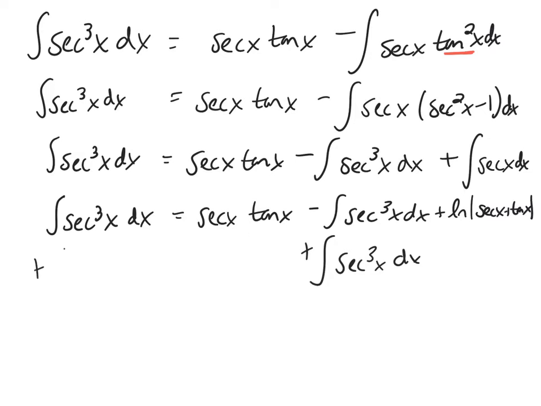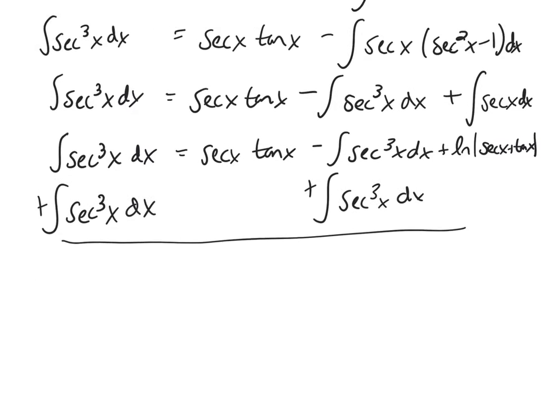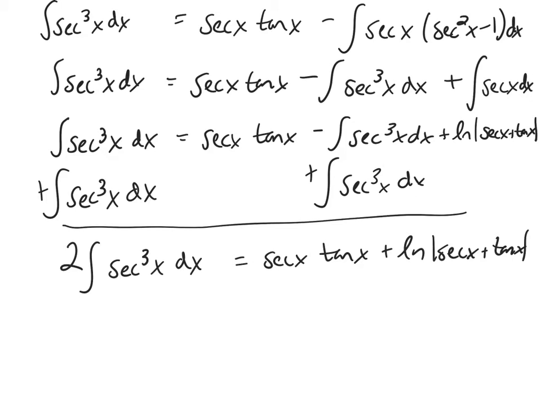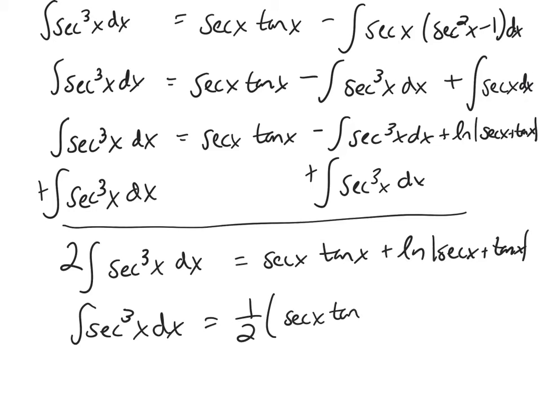So when I add it over here, I will now have two of them. And it's secant times tangent plus ln of secant plus tangent. So you just divide everything by 2 and you'll have your answer, but there is one thing you need to remember to add. You need to remember to add the plus c. Secant x plus tangent x plus c. And there's my answer.